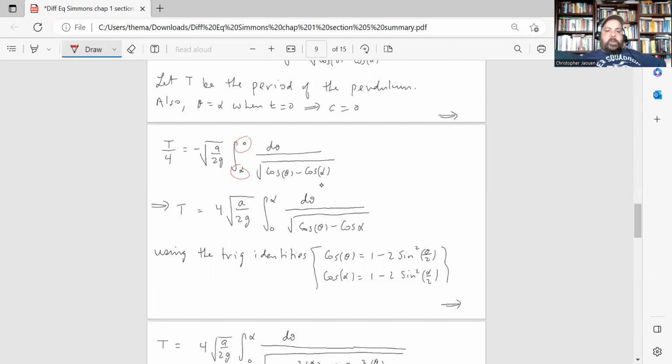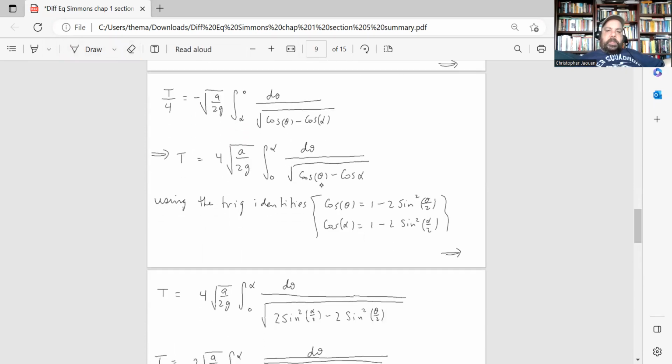So theta goes from alpha to 0, and then just to make the integral have a lower bound of 0, when you swap, you just have to multiply by a negative sign, so you get double negatives here, which gives you a positive over here. All right, so when you multiply this integral by 4, t is equal to 4 times this expression here.